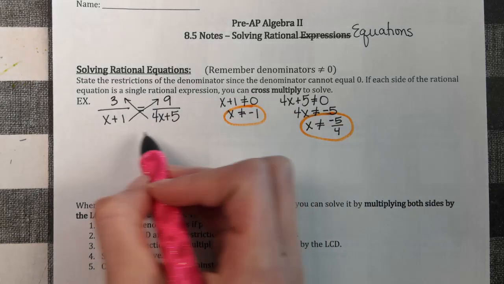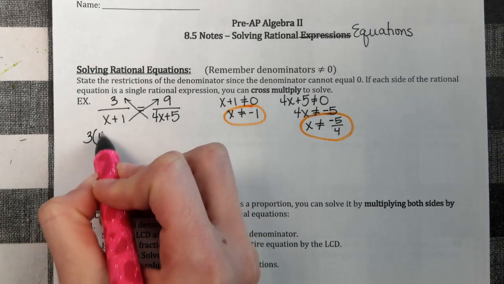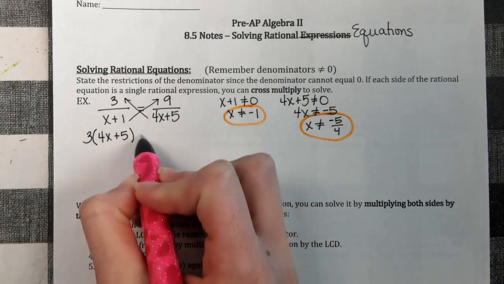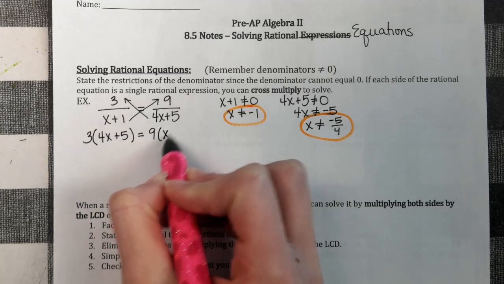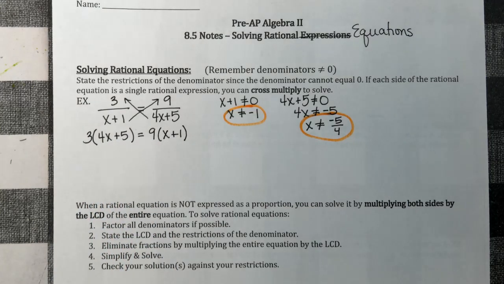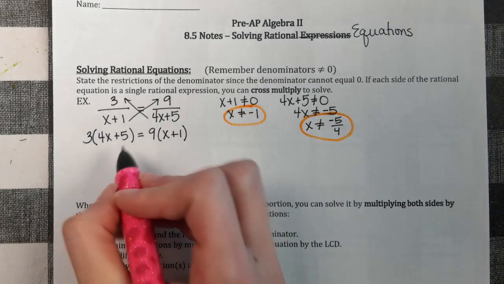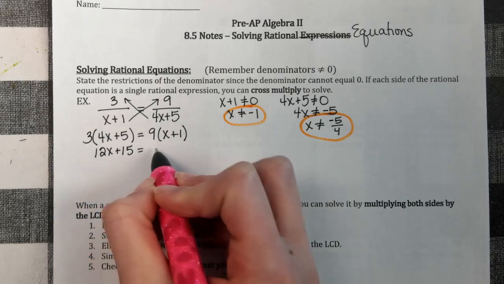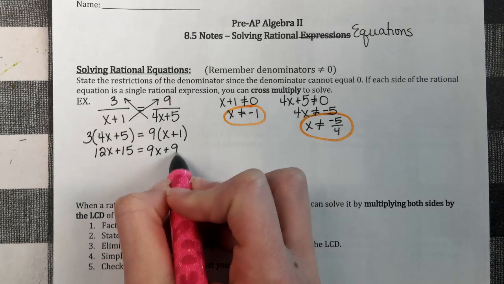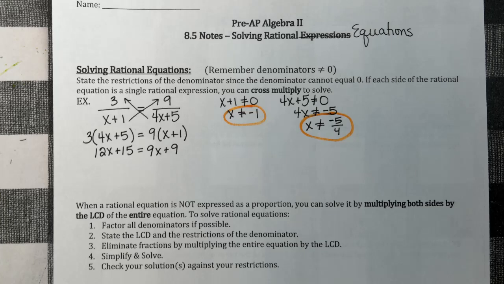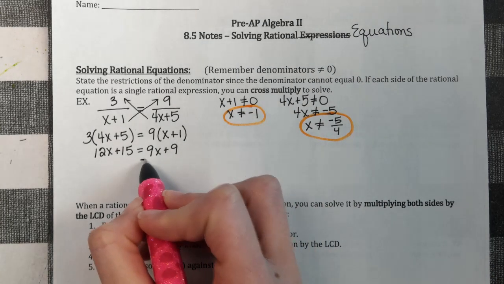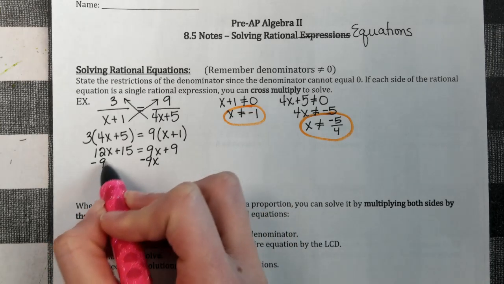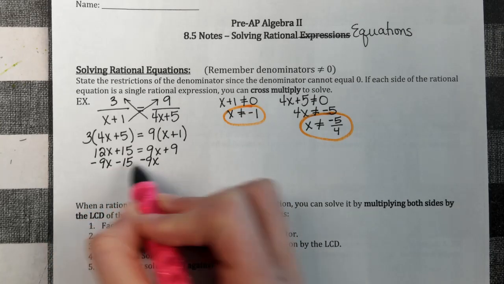Okay. So if I cross multiply, I'm taking 3 times the 4x plus 5, and I set that equal to the 9 times x plus 1. And then from there, it's just an equation. I distribute and then combine like terms. So that's going to give me 12x plus 15 equals 9x plus 9. Now that's a two-step equation. I'm going to get my x's on the left, so subtract my 9x. And then get my constants on the right, subtract your 15.